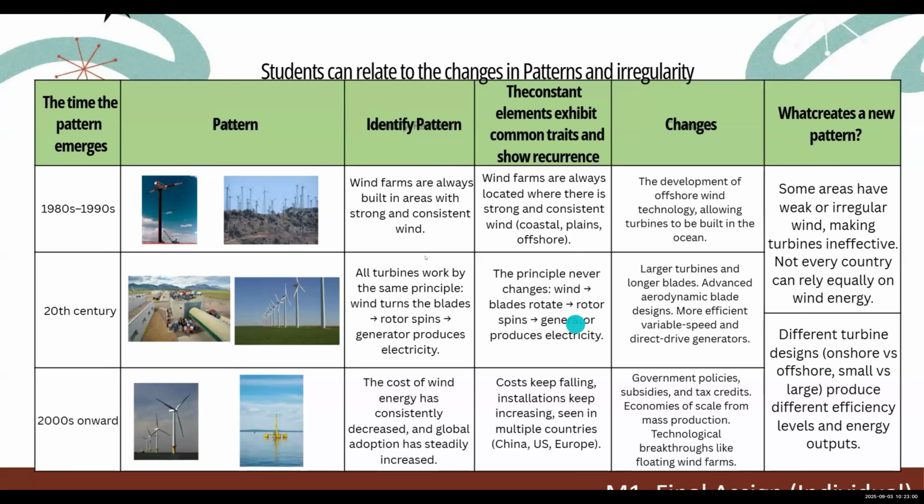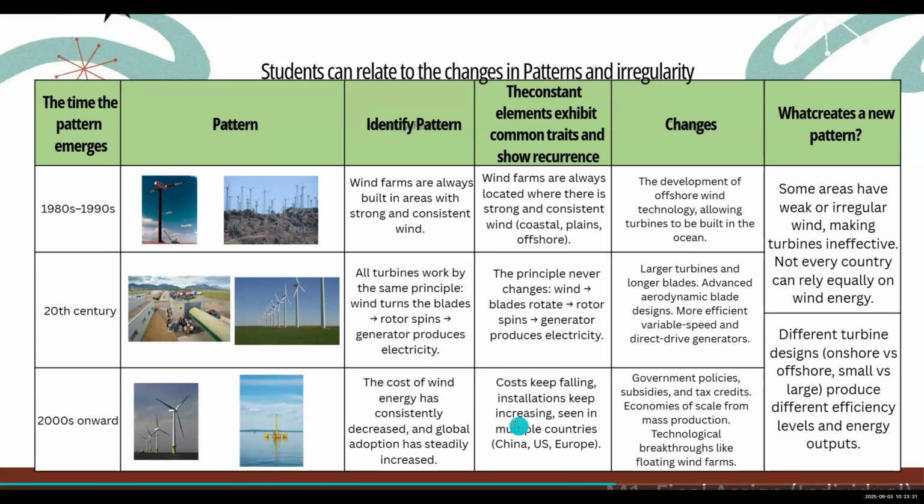In the second pattern, all the turbines work on the same principles: the wind turns the blades and the rotor spins and generates electricity. And the changes are because of larger turbines and longer blades or advanced aerodynamic blade design. So it makes the electricity generation more efficient, with variable speed.